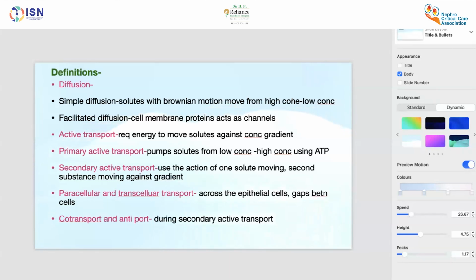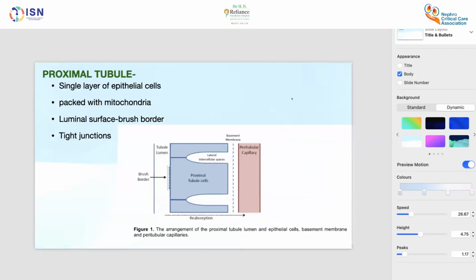Primary active transport pumps solutes from low concentration to high concentration using ATP, while secondary active transport uses the movement of one solute to move a second substance against the gradient. Paracellular and transcellular transport occur across the epithelial cells and through gaps between the cells. Co-transport and antiport happen during secondary active transport.